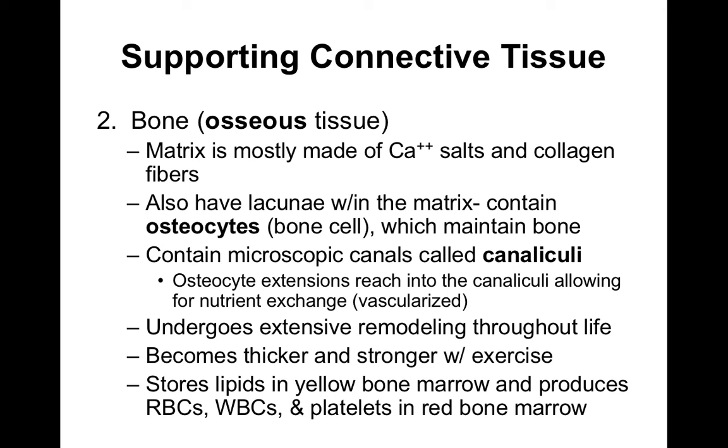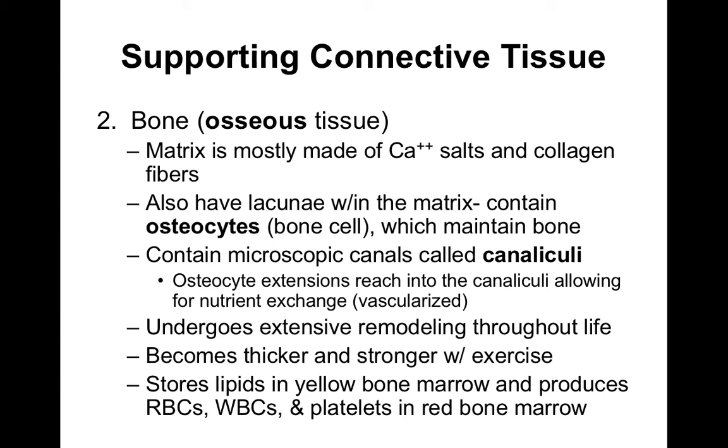So the matrix of bone is mostly calcium salts and collagen fibers. Collagen fibers, as we talked about in lab, make up basically the twisting matrix around which the calcium salts, hydroxyapatite, and phosphorus will be deposited to form what we know as that tough bone. Like if you were to knock on your skull, that's what it sounds like.